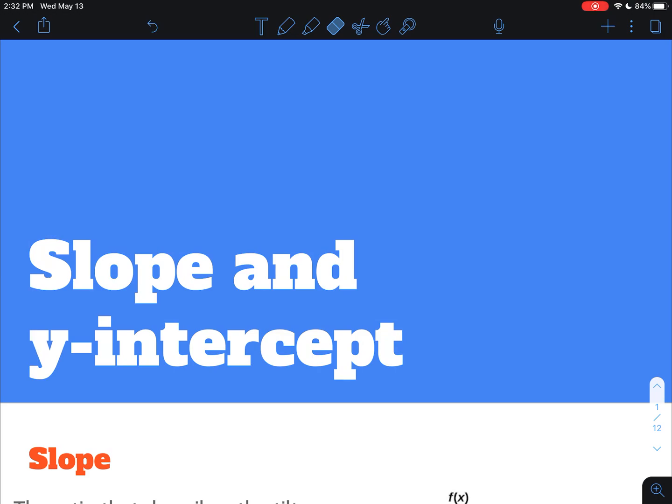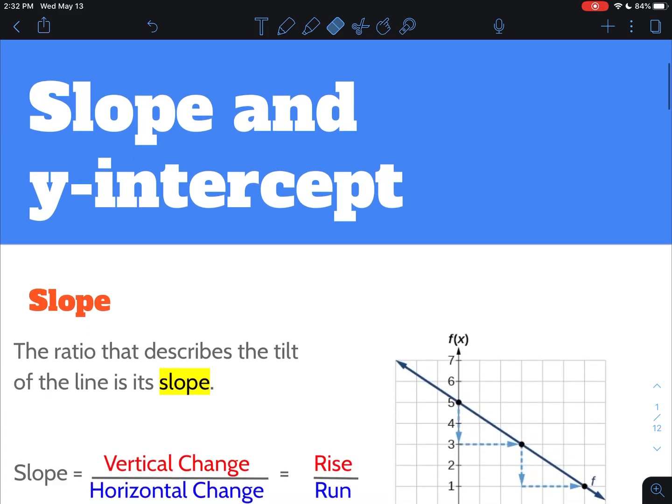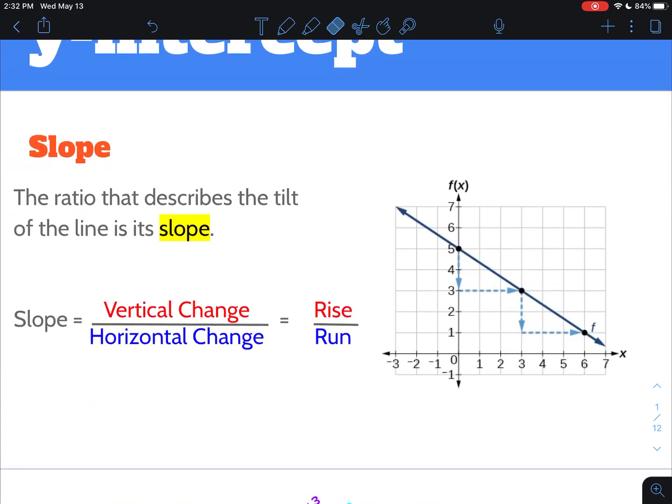Hey guys, this is your next lesson in your linear equation quick unit. So we're actually going to talk about slope and y-intercept today. You're not going to be graphing today. You're actually going to be looking at graphs and trying to identify two different things for me. So we're going to start with explaining what slope is.